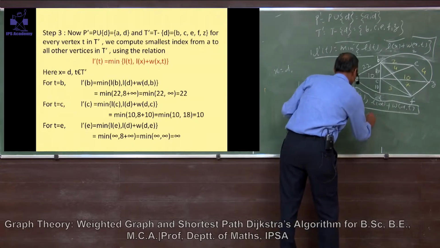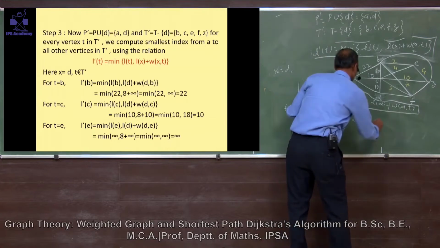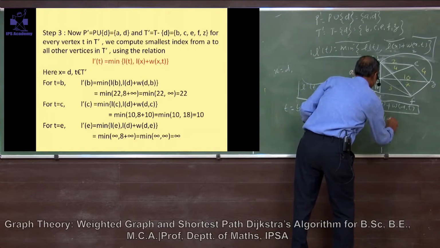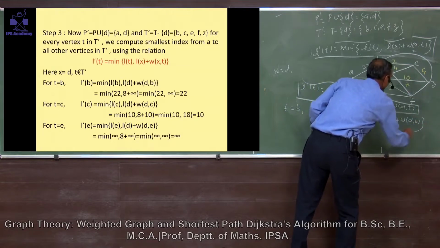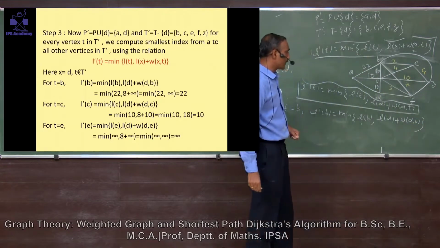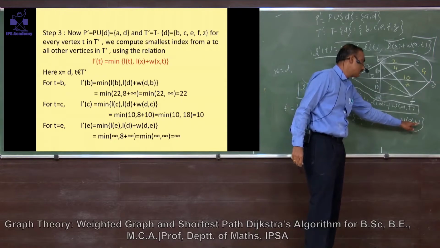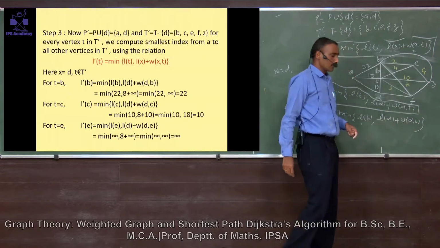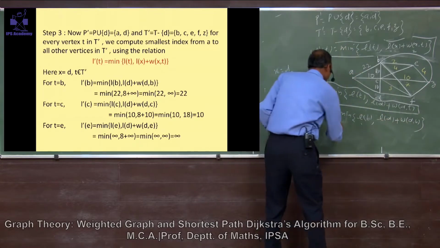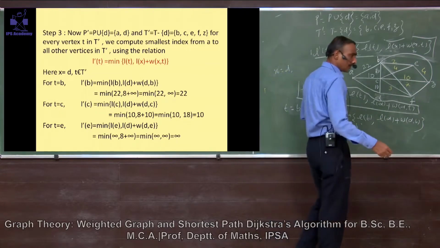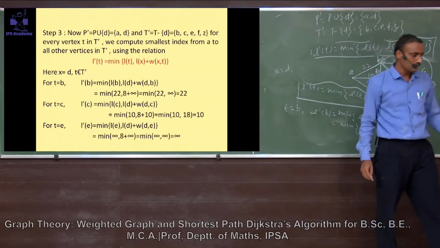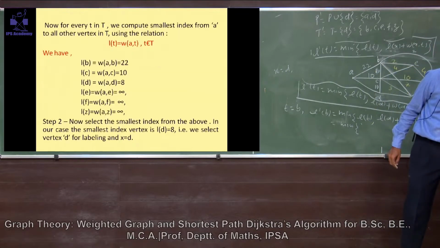T is here B, comma L of D plus W D, comma B. Because another pair here D, comma B is similar to B, comma D here. Okay. Then what will be the value here? The minimum of, what is L of B? We found it in the previous slide. L of B equals 22.